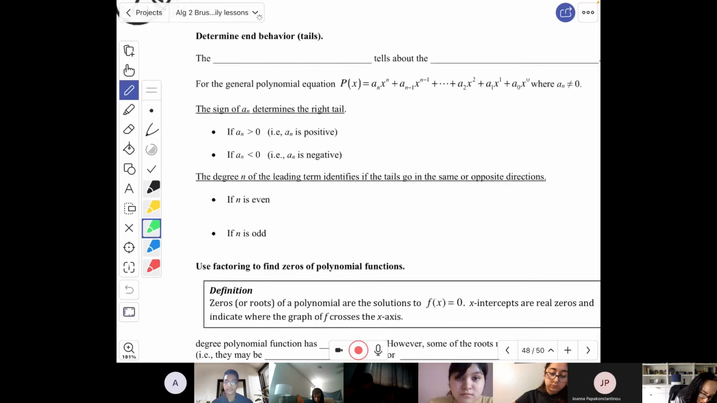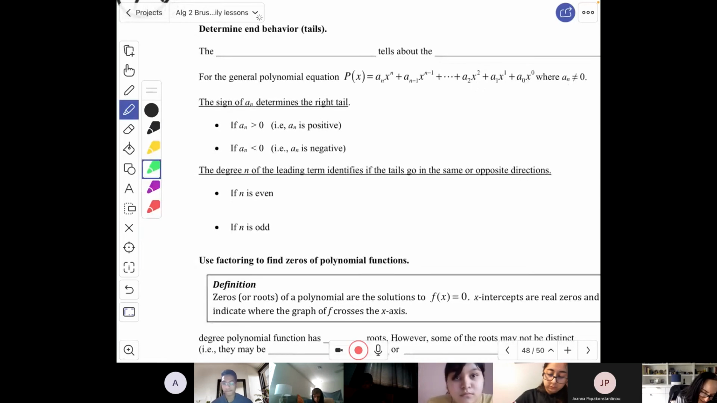So the next thing I want to look at is what's known as the end behavior. What is happening in the tails? The tails of a polynomial function.